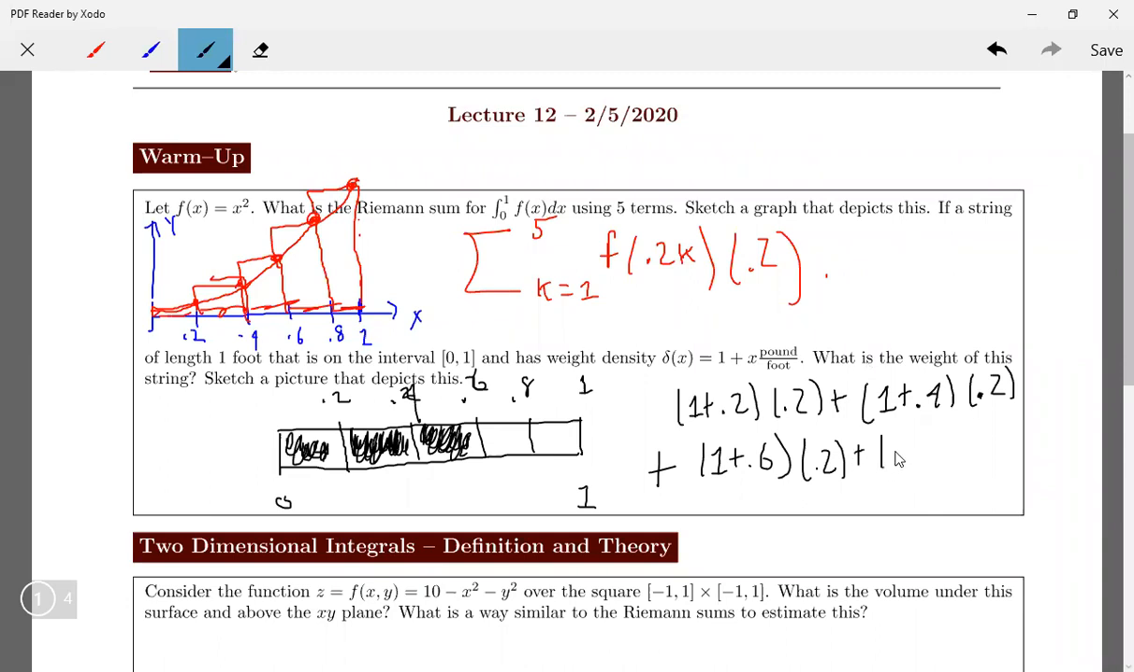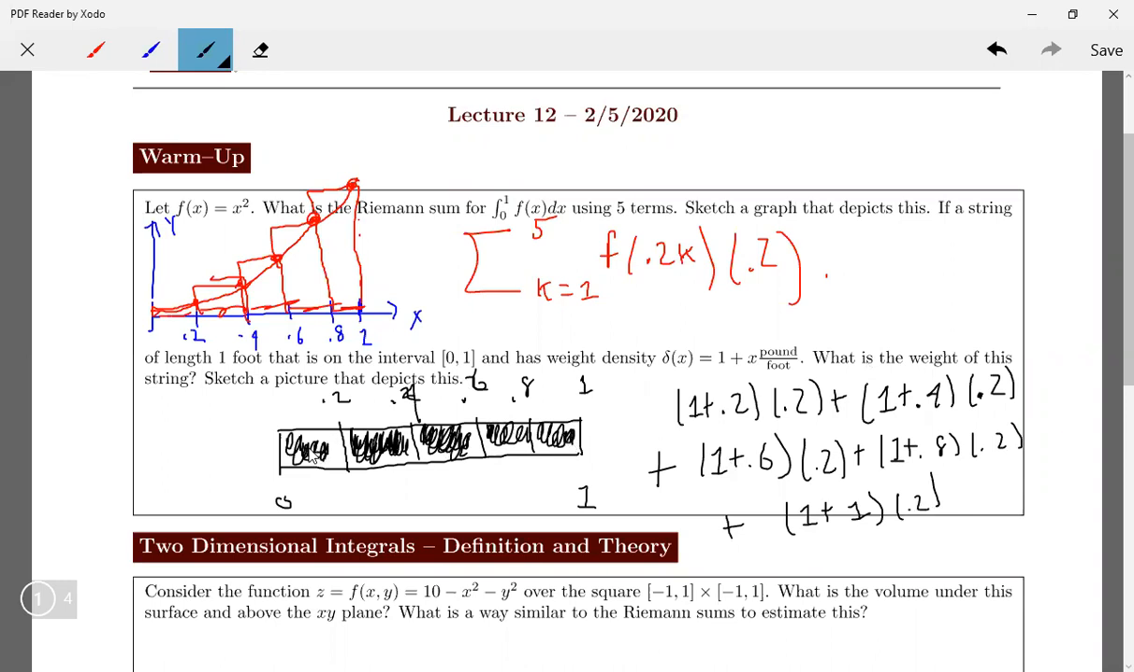Then the next term is going to be 1 plus 0.8 times 0.2. Again, that is approximately the weight of this segment of the string, and then plus 1 plus 1 times 0.2. And again, that's approximately the weight of this piece of the string.